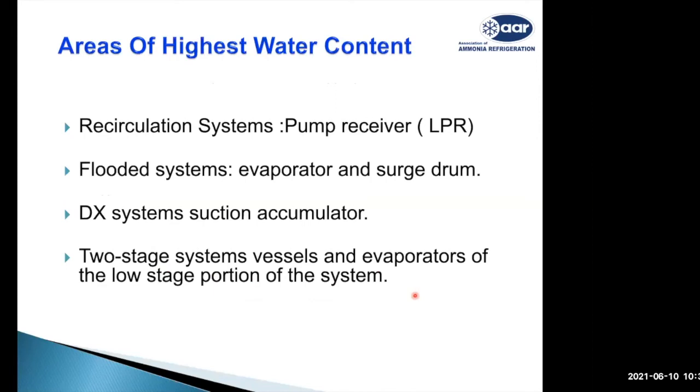Now, where will this water accumulate in my system? It is very simple to say that water accumulates on the low pressure side. It means it will accumulate in recirculator vessels, pump receivers or LP receivers. In ammonia pump systems, in flooded systems, it will be in the evaporators. In DX systems, it will be in suction accumulators. And in two-stage systems, whether compound compressors or two different compressors, it will be in the lower evaporators of the low side refrigeration systems.